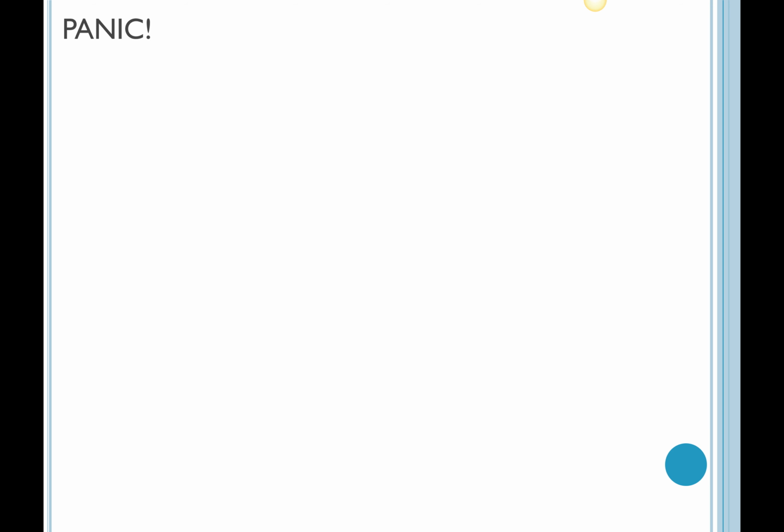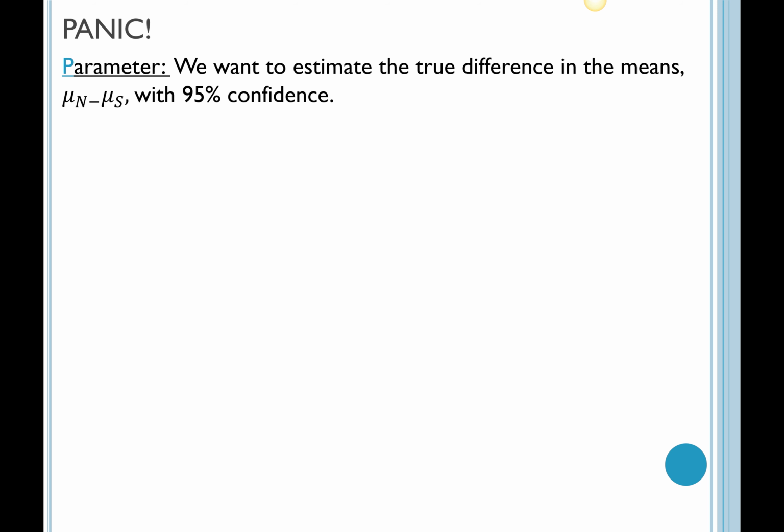All right, so we're going to do a PANIC. We should start off with our parameter. We want to estimate the true difference in the means, where we have the mean sub n minus the mean sub s, with 95% confidence. We're going to do north minus south. Remember, you are able to do south minus north if you so choose. You just need to make sure you notate that here. If you do choose to subtract the opposite way, that's perfectly fine. Just make sure you note that.